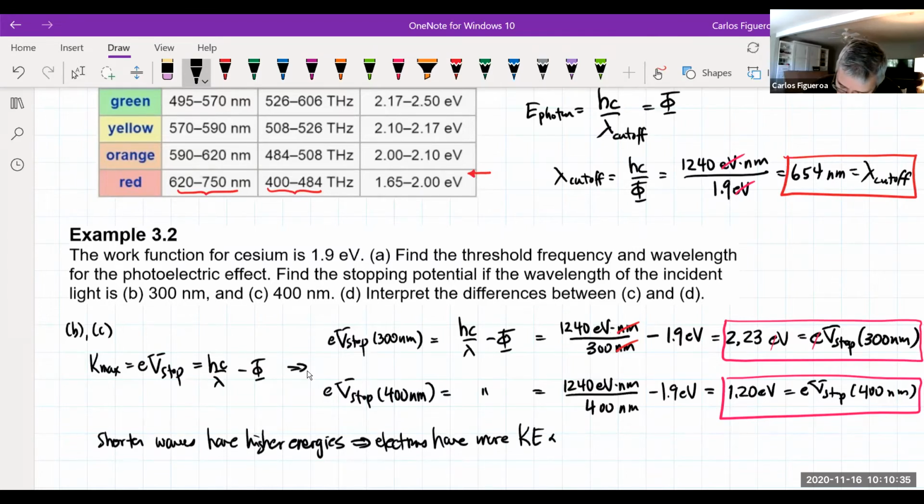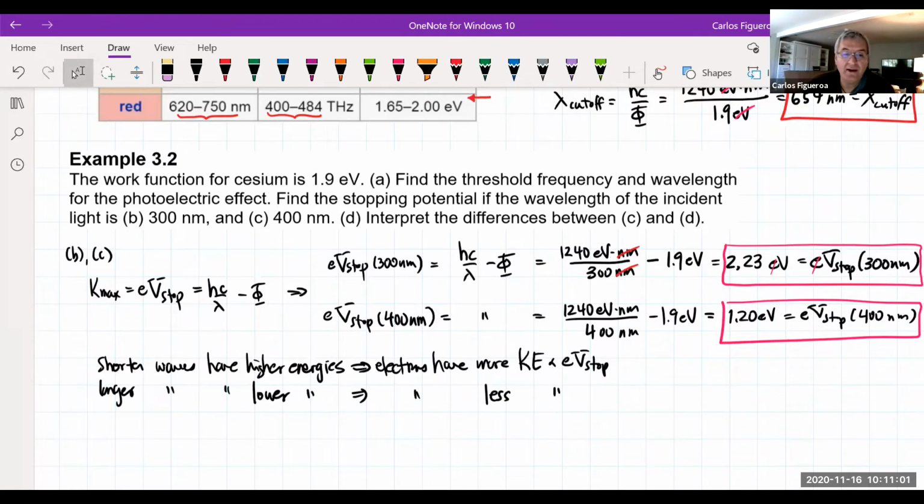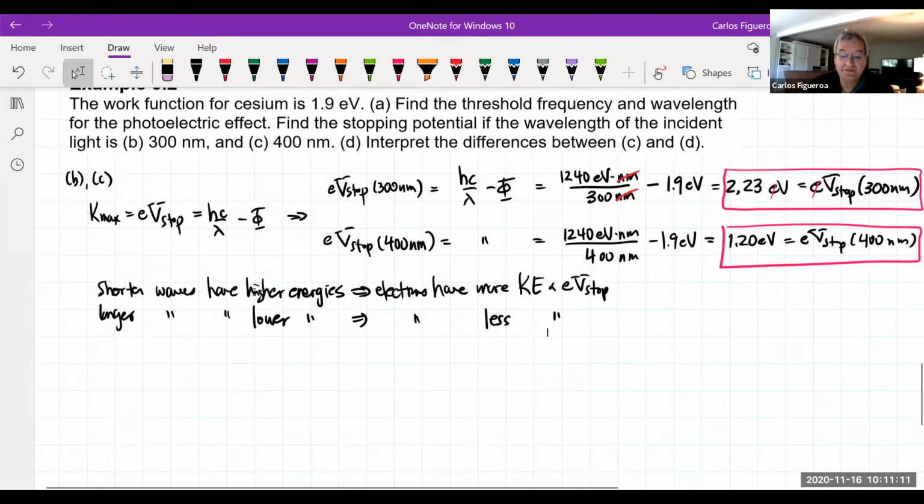And remember, this is of course proportional to V stop. Whereas if I have longer waves, they have lower energies. But if they have lower energies, they have less kinetic energy and therefore a lower V stop here. So I'm finding that I can go in and interpret these values. Okay, so I'm done with this here.